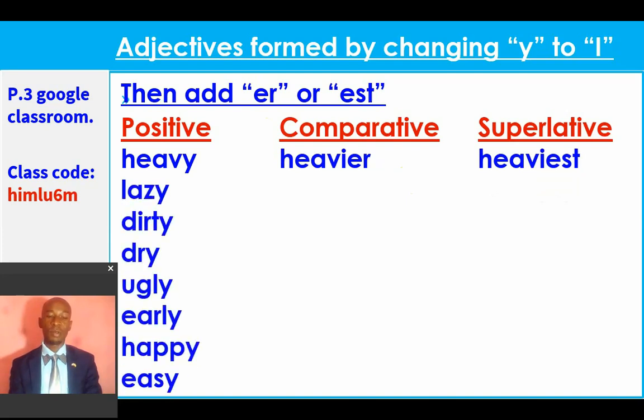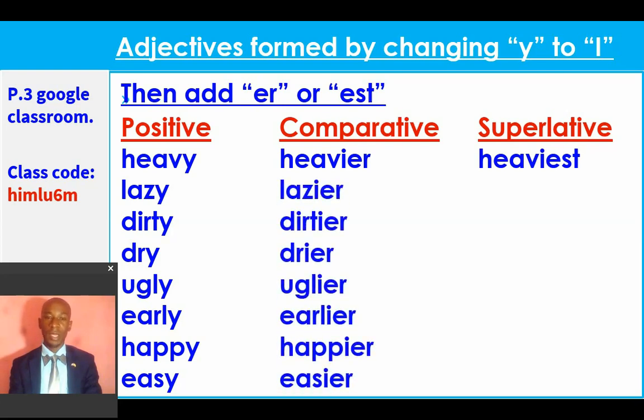Now, let me have a group here. Let me have them all. These words, we keep changing y to i. Then we add those letters as we have just done. So we have lazy, dirty, dry, ugly, early, happy, easy. Now, in the comparative, this is how they will appear. Lazier, dirtier, drier, uglier, earlier, happier, easier.